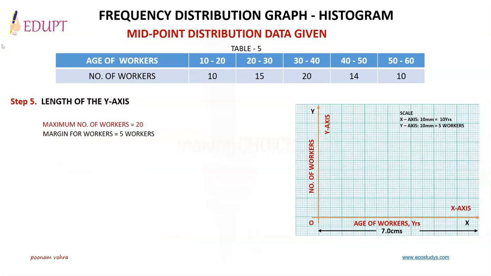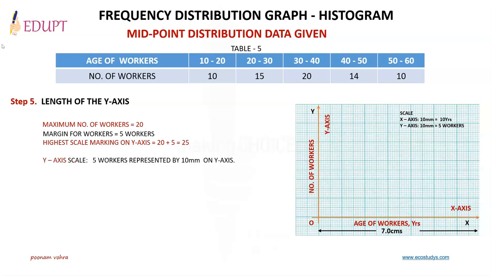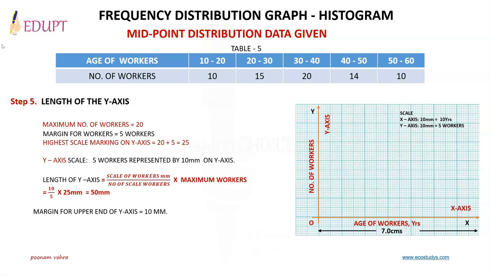Similarly, length of y-axis can be found where maximum number of workers are 20, margin for workers is 5, highest scale marking on y-axis would be 20 plus 5, which is 25. So 5 workers are represented by 10 mm on y-axis. So length of y-axis would be scale of workers in millimeters divided by the number of scale workers into maximum workers, which is 10 by 5 into 25, it is 50 mm, and margin for upper end is 10 mm. Total length of y-axis would be 10 plus 50, that is 60 millimeters or 6 centimeters.